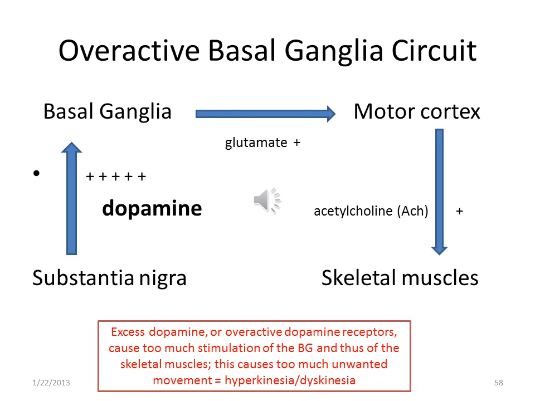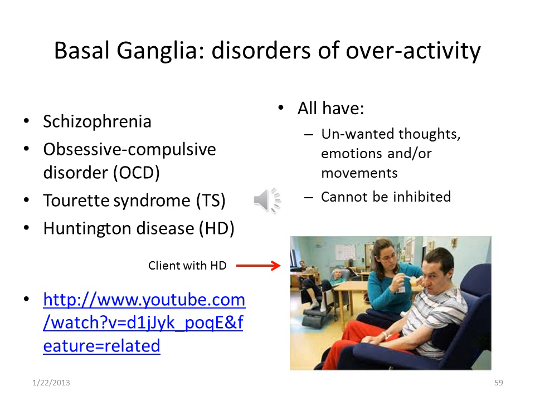In general, if you have an overactive basal ganglia circuit, you have a condition called hyperkinesia, sometimes also known as dyskinesia. Disorders associated with overactivity of the basal ganglia include schizophrenia, OCD, obsessive compulsive disorder, Tourette syndrome, and Huntington's disease.